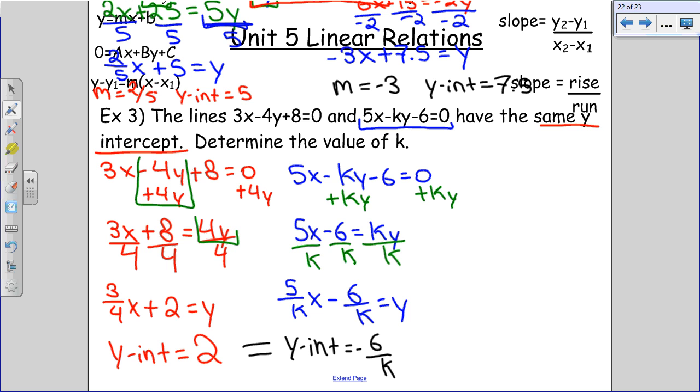But mathematically, what you should do is say, these y-intercepts need to be the same. That means 2 should be equal to negative 6 divided by k. And you're going to cross multiply and then divide the other number. I'm going to multiply or move the k up there, kind of like we used to in trig. Move the 2 down there, so that k equals negative 6 divided by 2. K equals negative 3. That's the value that would give you the same y-intercept for both equations.